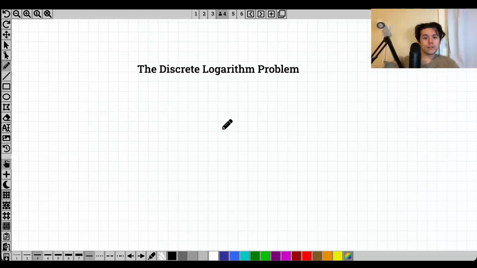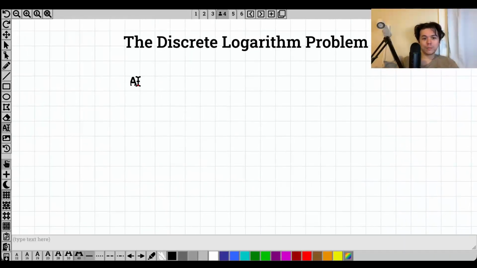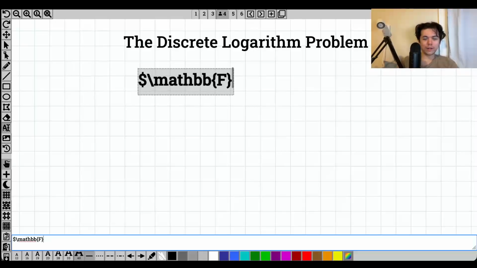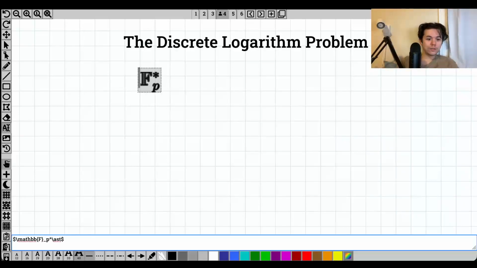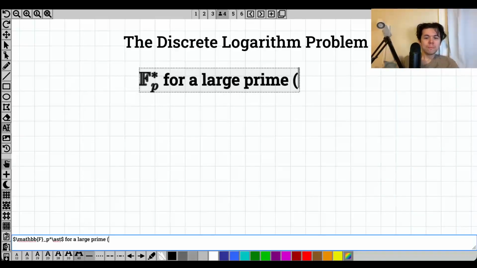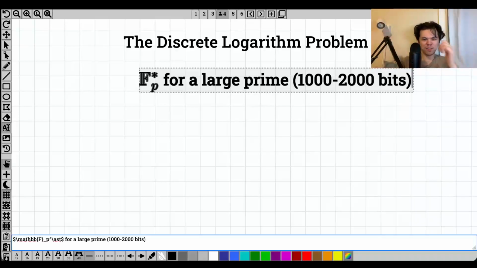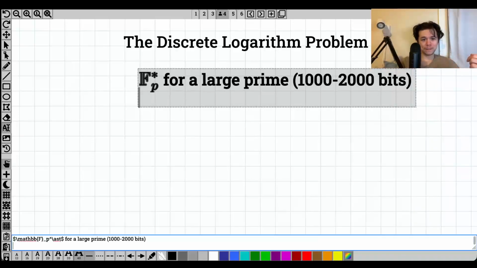So now let's talk about the discrete logarithm problem, which is where this actually comes up, and which is what a lot of actual cryptography is built on. You can take this for a large prime. How large are the primes we're using? It's at least 1,000 bits. Maybe I'd have to look this up, but I feel like it's 1,000 to 2,000 bits. Maybe it's up to 4,000 now, because it's been years since I've learned this stuff.